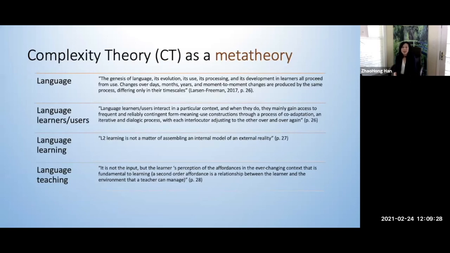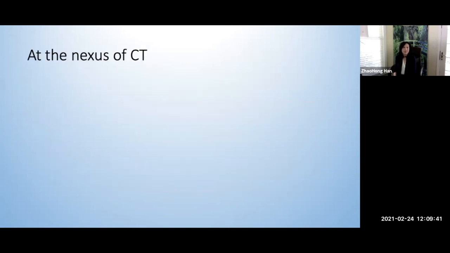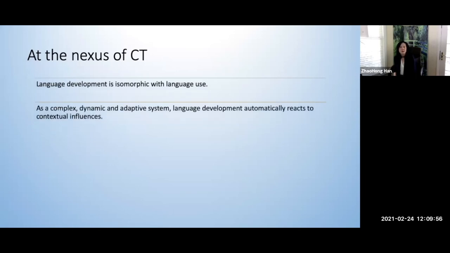Complexity theory, serving as a meta theory, can guide studies on language, language learners and users, language learning, and language teaching. Now, at the nexus of CT as a meta theory are a number of fundamental tenets, such as language development is isomorphic with language use. As a complex, dynamic, adaptive system, language development automatically reacts to contextual influences.